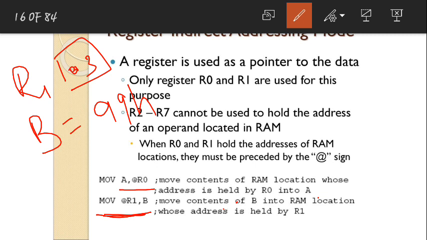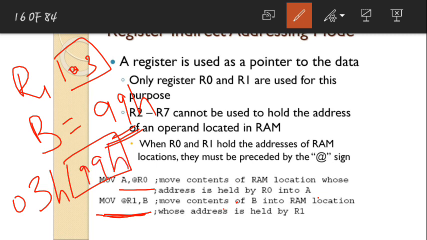So that means it will not directly move into R1. It will move into the address which it is held in. So now, what we'll do is, after execution of this, B is having 99H, right? That will move into 03H location. So into 03, 99 will be moved, because R1 is holding 03H address.